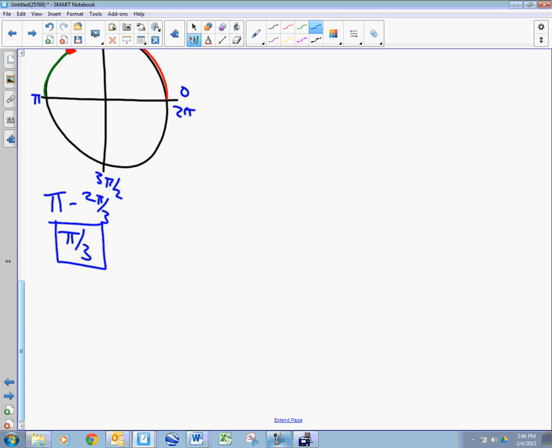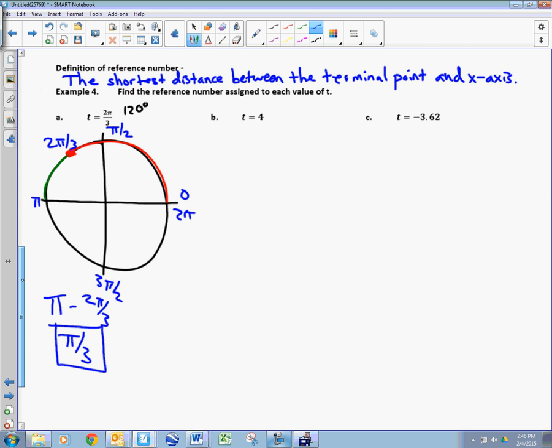If I give you a reference number, or if I give you a measure, 7 pi over 6, the reference number is 1 pi over 6. They all have a relationship. In this case, the reference number for 2 pi over 3 is pi over 3. Let's look at a little bit more complicated example.